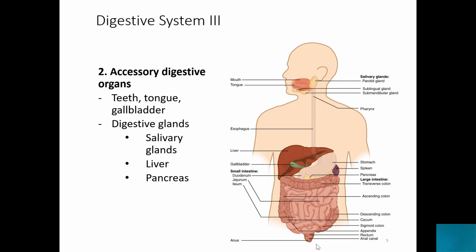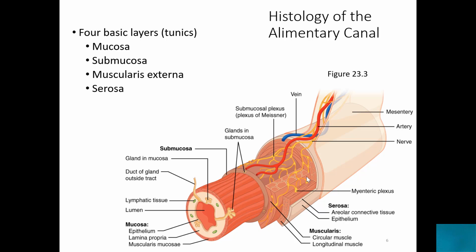All other organs of the digestive system are called accessory digestive organs. In the mouth they include teeth, tongue, and salivary glands producing saliva. Then we have the liver producing bile, the gallbladder for storage of that bile, and the pancreas that produces a lot of digestive enzymes. All of them together are accessory digestive organs.